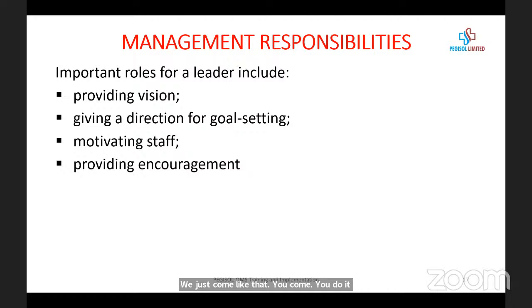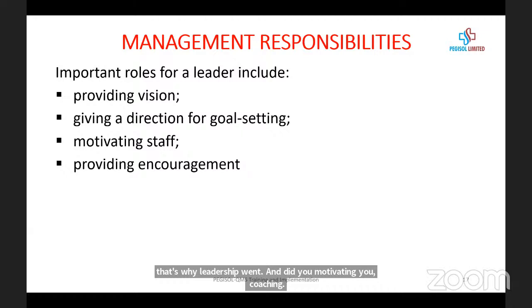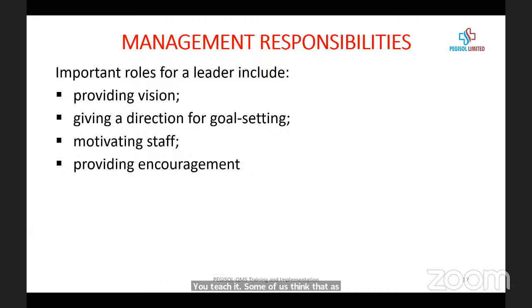A leader should be able to carry people along and do things through people. That's why leadership entails motivating, coaching, and teaching. Some of us think that if we teach people in the organization, they will get to know more than us and we will become irrelevant. That's not true. When you teach people, you know more, it makes you more relevant, and it helps the team grow.